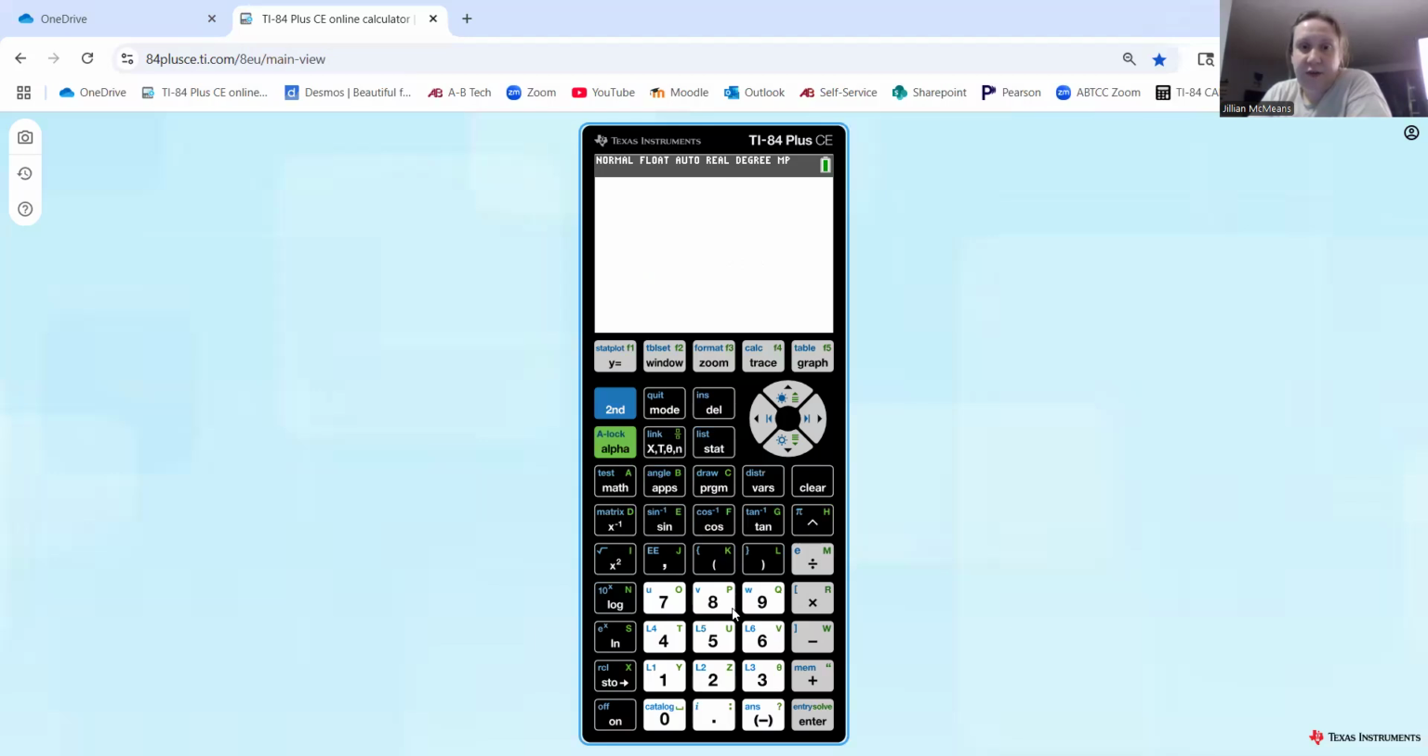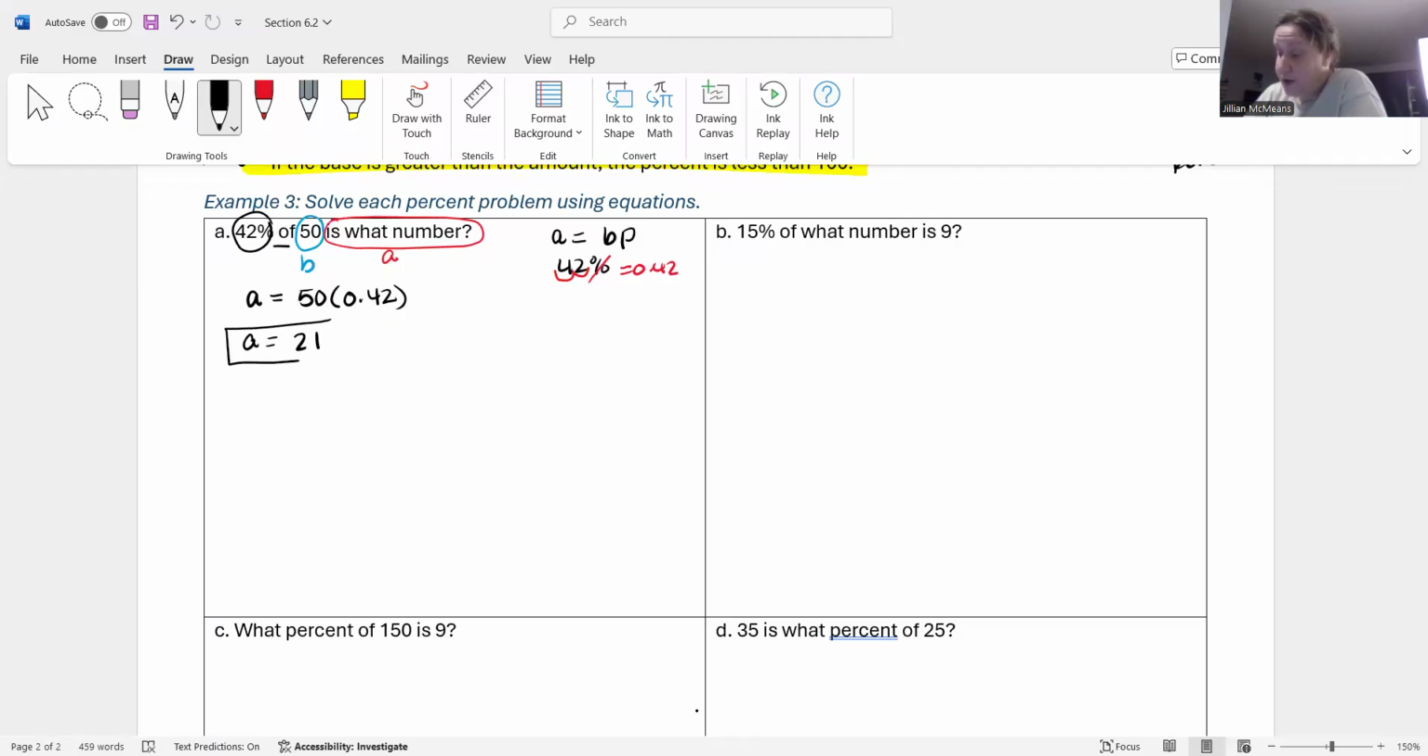So let's see here. We get 50 times 0.42, and we get 21. So A is 21. And that really is your final answer. It's that simple, okay? So another way I could write this, I could say 42% of 50 is 21. Now, you don't have to write this statement, but that's basically what this translates to once we solve for A, okay? Now, Part B says 15% of what number is 9?